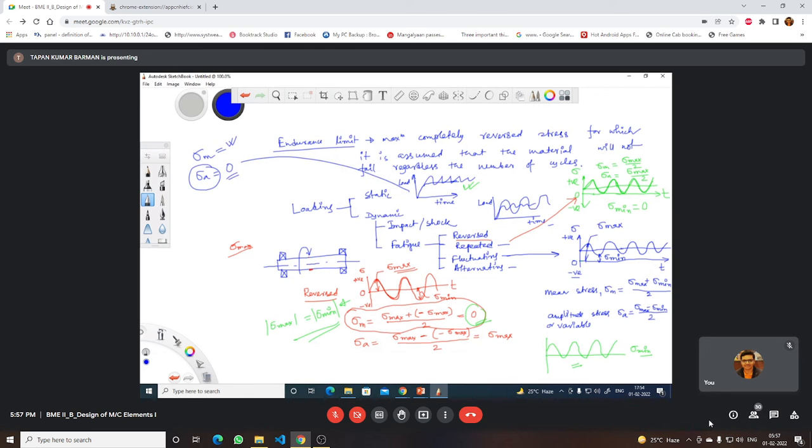So here, as I said, a high factor of safety will not work. Rather, we have to find the endurance limit of the component. Now, how is the endurance limit calculated?